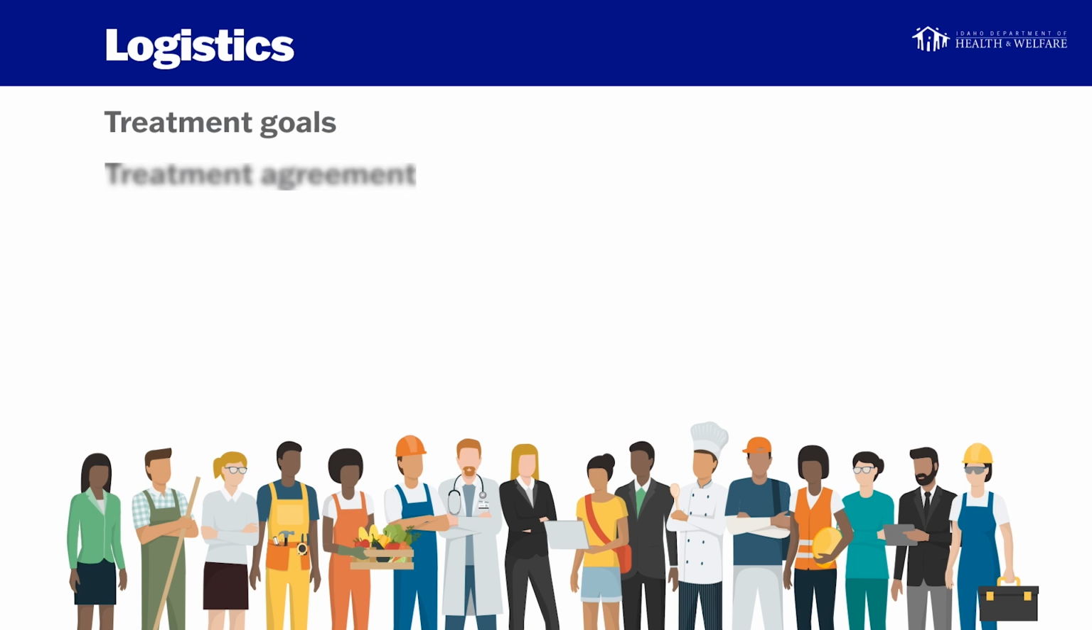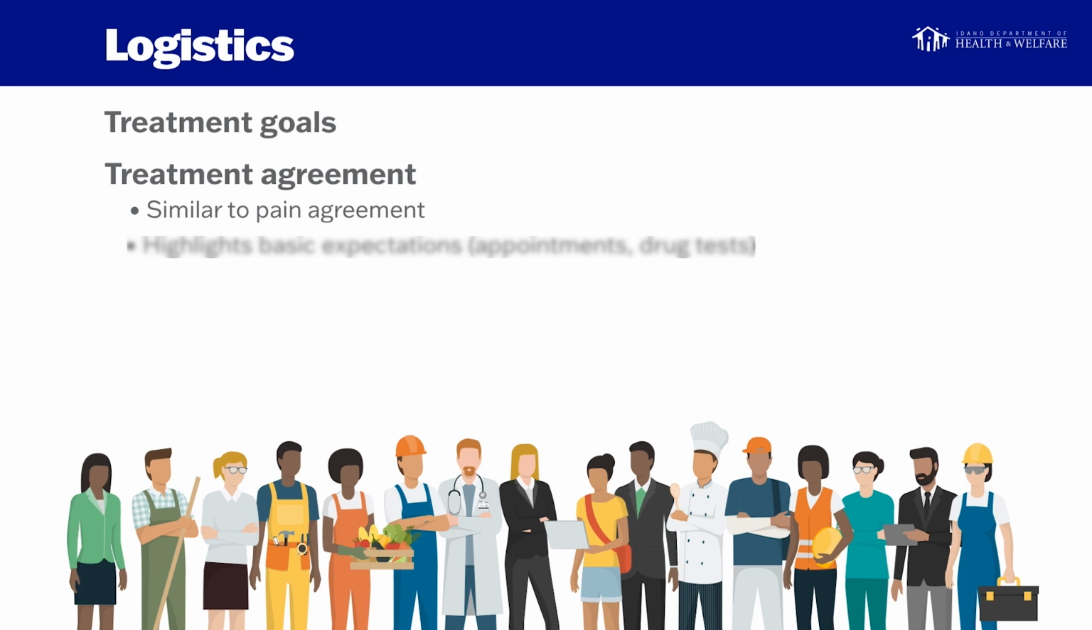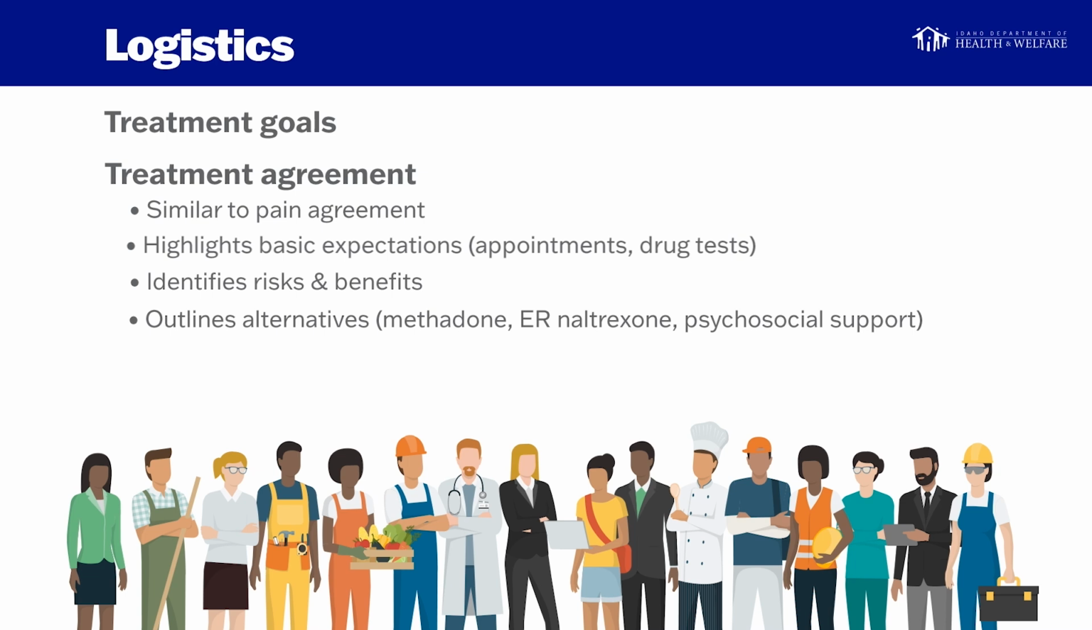We need to make sure that we do a treatment agreement. This is very similar to a pain agreement or any sort of informed consent really prior to pursuing a new treatment. It highlights basic expectations. You know, they need to come to most of their appointments. Every now and then they're gonna need a drug test. It identifies the risks and the benefits of the treatment. It outlines the alternatives. Again, today we're talking exclusively about buprenorphine, but there are other options for treatment of opioid use disorder. Not all of them life-saving and not all of them available in primary care, but there are other options like methadone, extended-release naltrexone, psychosocial supports.